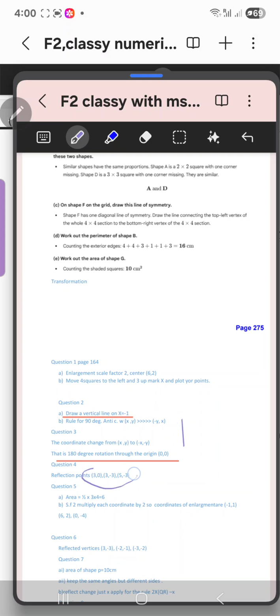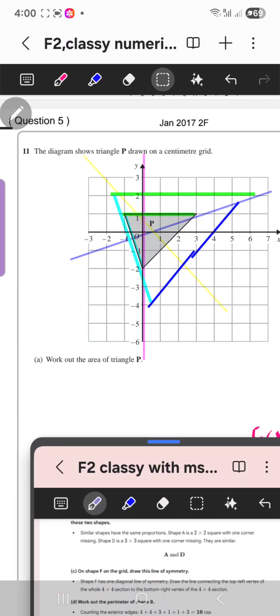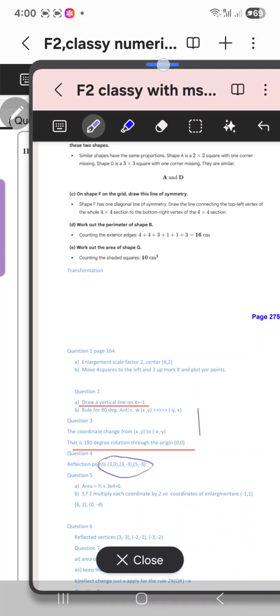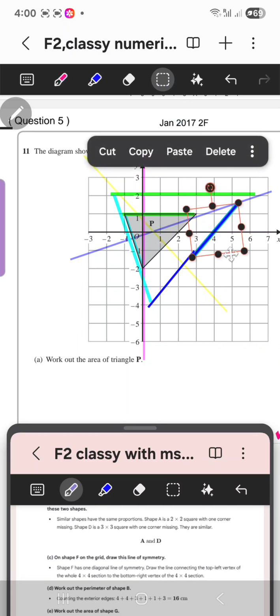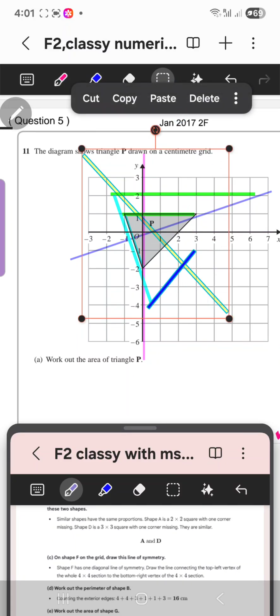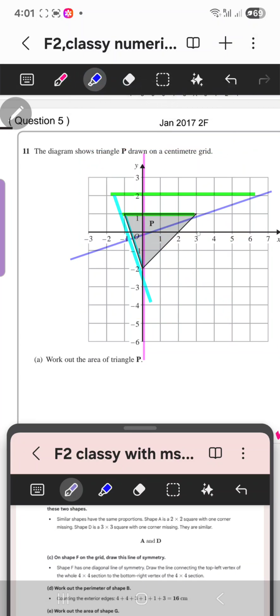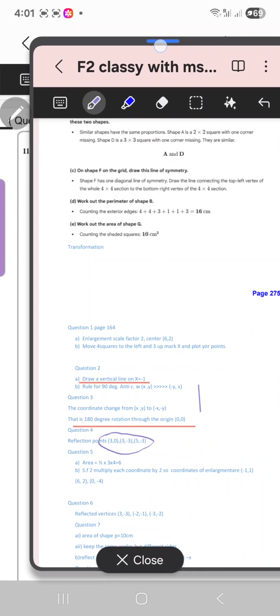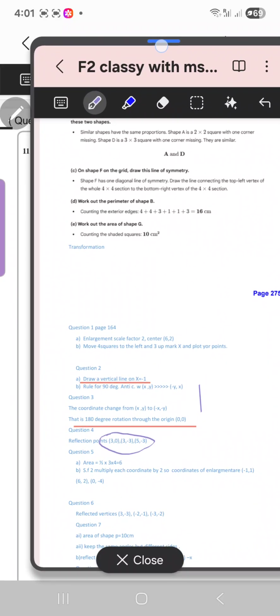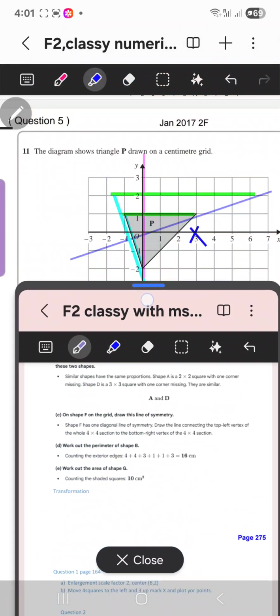So we have the point 30 and 3 negative 3. Yeah, so we have this point 30 and 3 negative 3. This is question number 5. Sorry, notice it must be 6 2 and 0 negative 4.